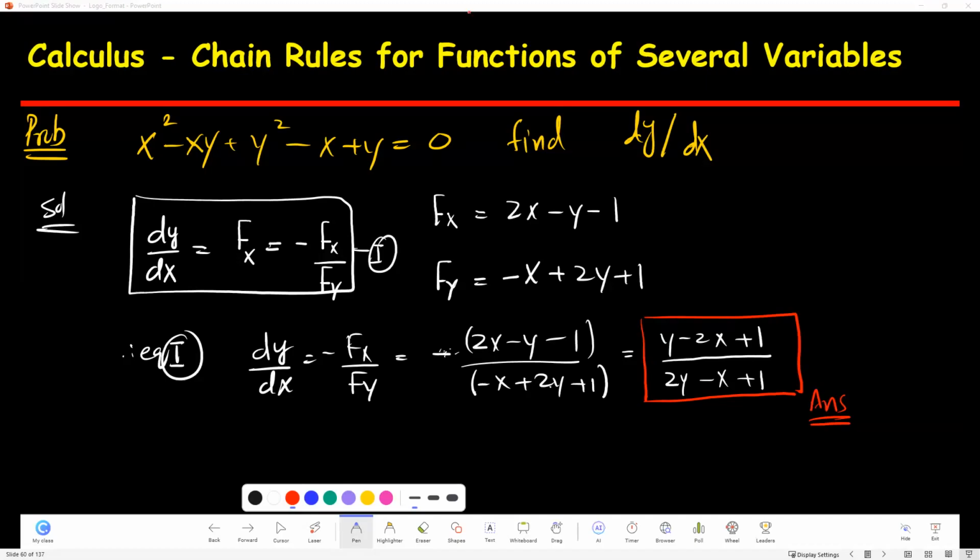Okay, I hope this explained to you what the implicit function is in detail. We did a lot of examples.